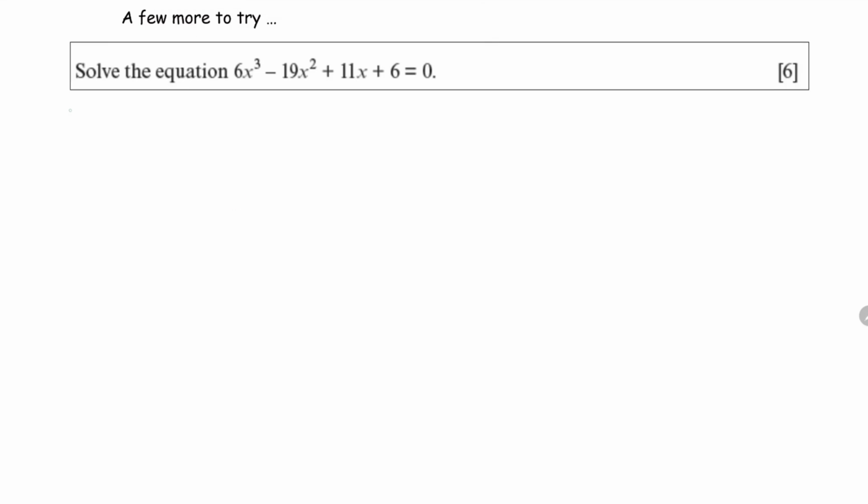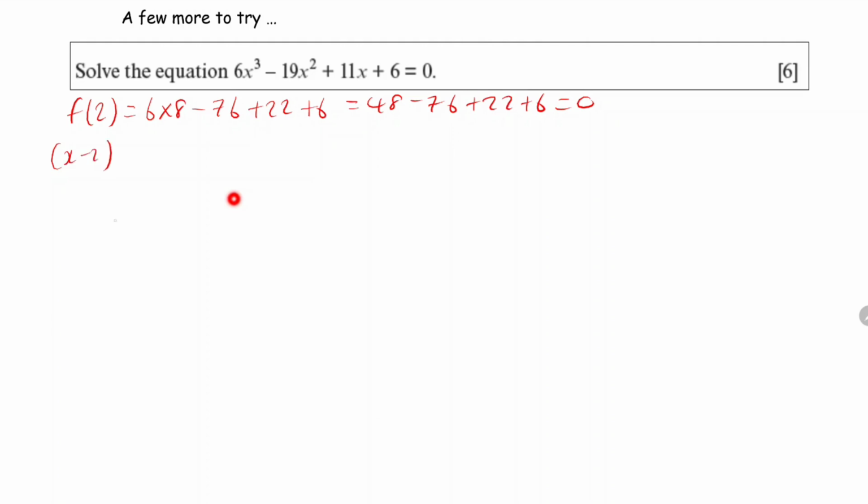Okay, so with this one, we need to find our value of a, which will allow us to factorize initially. It ends up being f of 2. Now obviously you need to try different numbers until you get one that works. 6 times by 2 cubed, 6 times by 8. 2 squared is 4, and 19 times by 4 is 76, plus 22, plus 6. So we end up with 48 minus 76 plus 22 plus 6 equals 0. So we know that x minus 2 is a factor.